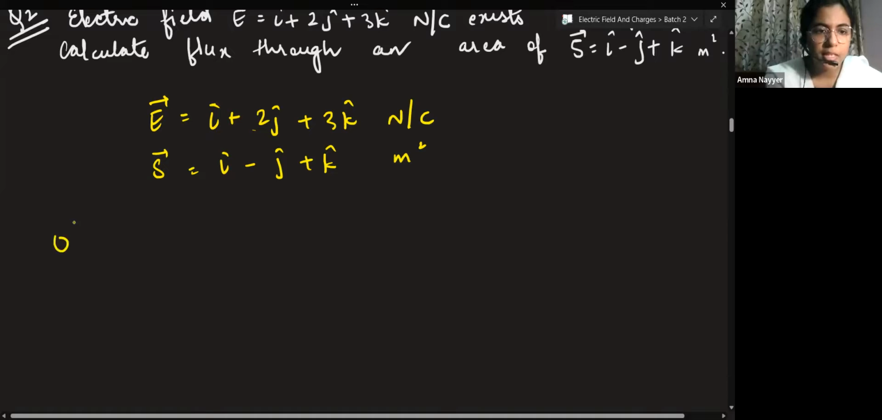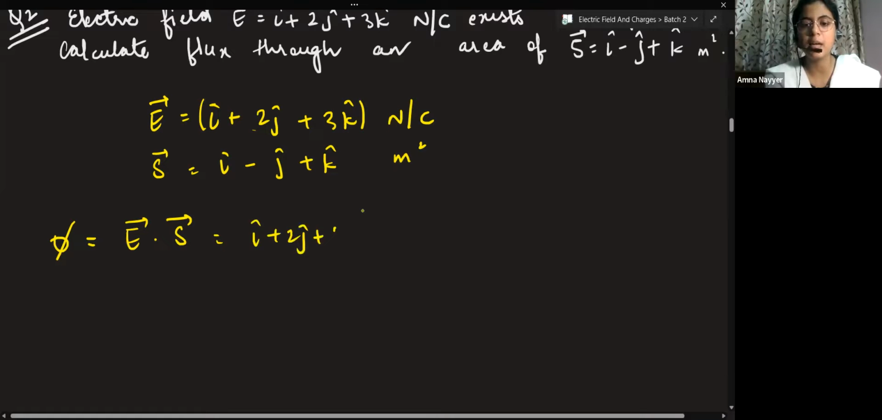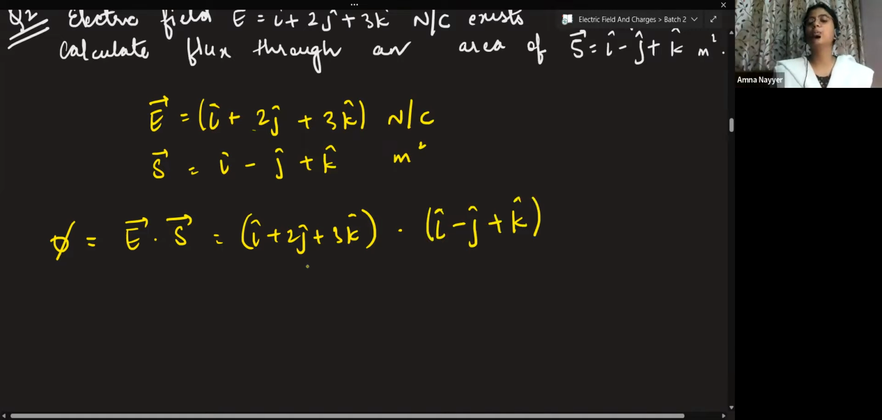Now see, the formula of electric flux is what? It is E dot S. Dot product we have to take. The value of electric field is this: I cap plus 2 J cap plus 3 K cap. This is E dot what? S. S is the surface area, which is I cap minus J cap plus K cap. This is the dot product that you have to take.